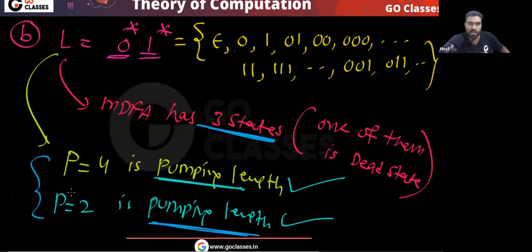So we have to check p equal to 1 only. Do you agree with me? We only have to check p equal to 1. I hope this point is clear. Let me know, is this point clear? Do you remember this result for regular language L?